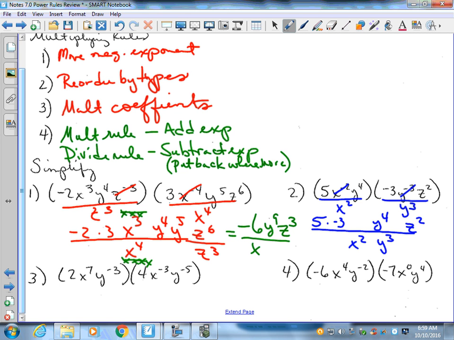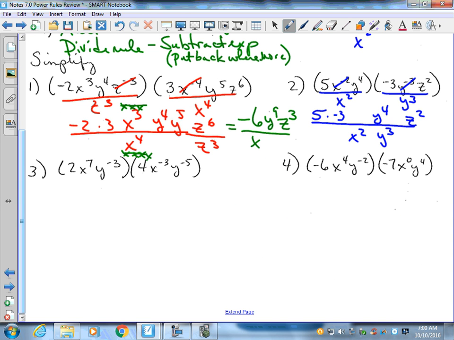So once I put all this together, I'm going to multiply my coefficients, and I'm going to see what I need to do with the powers. There's only one x term, so it stays on the bottom. Y's are in division, so I subtract and get 1y, because 4 minus 3 is 1. And z stays on top because there's only one term of z. And that's the answer to question number 2. It can't be reduced any further than that.